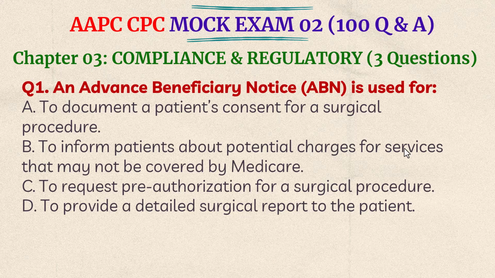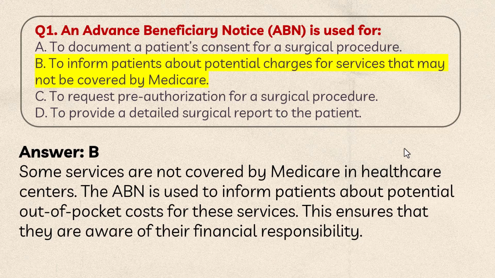So think about the answer. The correct answer is B. Some services are not covered by Medicare in healthcare centers. The ABN is used to inform patients about potential out-of-pocket costs for these services. This ensures that they are aware of their financial responsibility. So the correct answer is B. The ABN is used to inform patients about the potential charges for services that may not be covered by Medicare.